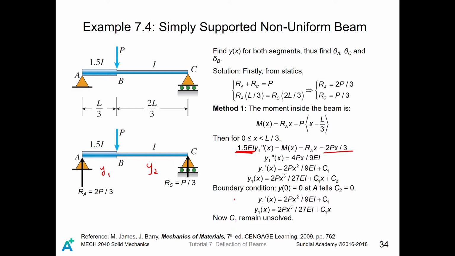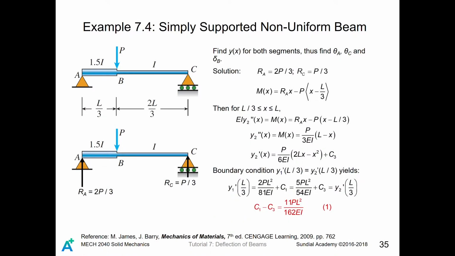You apply the boundary condition: y1 at x equals 0 is 0, that is, at x equals 0 the deflection is 0. This boundary condition provides the information that C2 equals 0. However, although you have C2 solved, C1 still remains unsolved. So next, we will solve for C1 by considering another section, which is toward point C of the simply supported non-uniform beam.